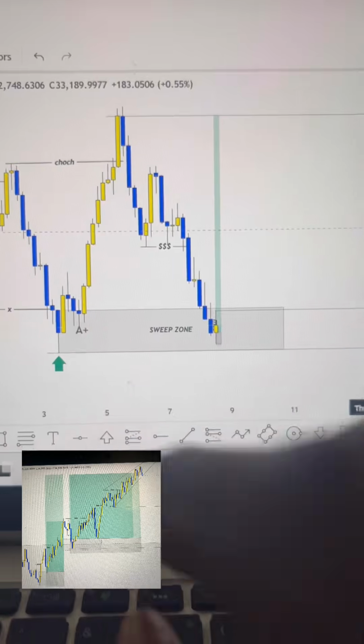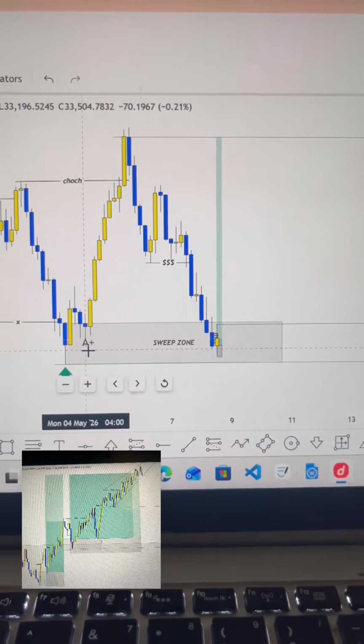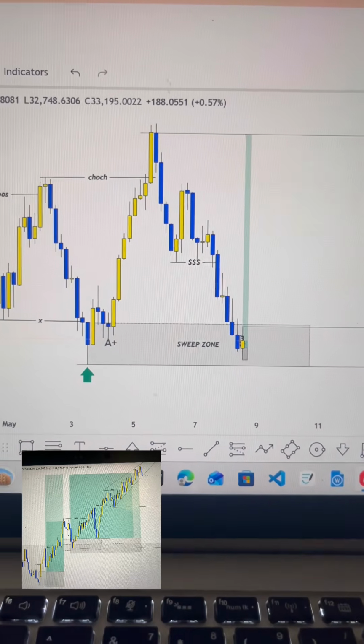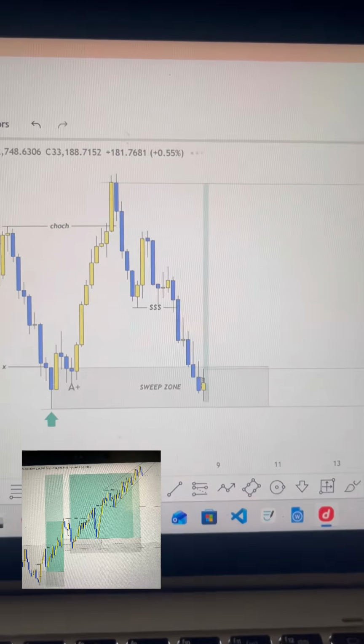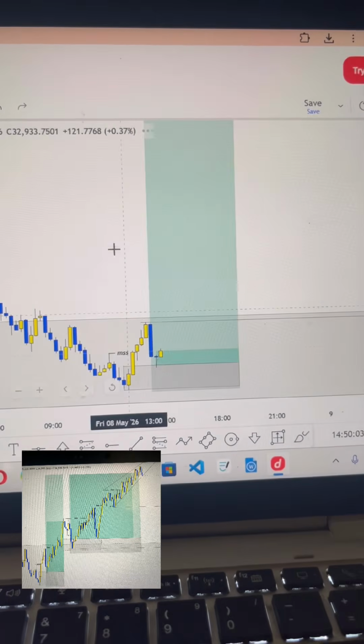So this trade was an A+ setup. Look at it, A+. Now let's go to the 15 minutes time frame to show you that.